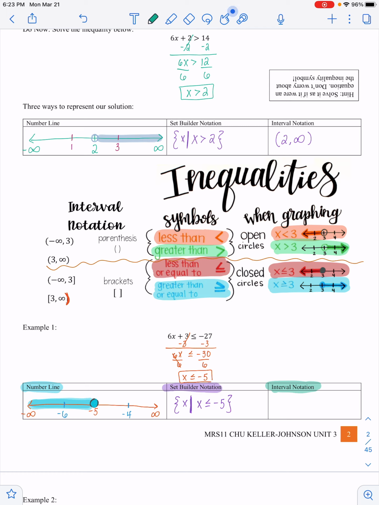So in class, a lot of us were confused because we would write like negative 5, comma, negative infinity. That doesn't make sense, right? Because whenever we read, we always read from left to right. So just keep in mind negative infinity comes first, and then we go towards negative 5. Remember, infinity symbols always get parentheses. And then negative 5, since we are including it, is going to get a bracket.